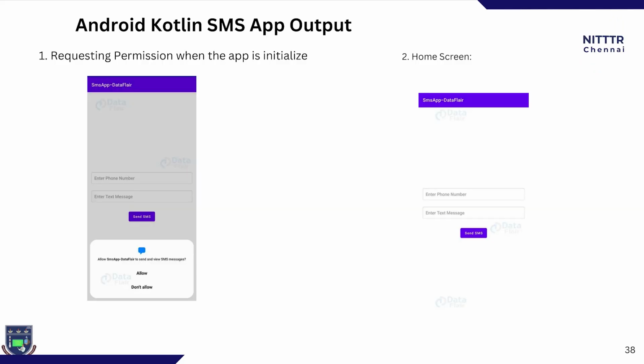Now that we have built our SMS application, let's see how it performs in real time. As soon as the application starts, Android prompts the user to grant the SMS permissions, which is necessary before sending messages. At the same time, we have options like Allow. When you click Allow, it will let you proceed, and then our home screen will be displayed.